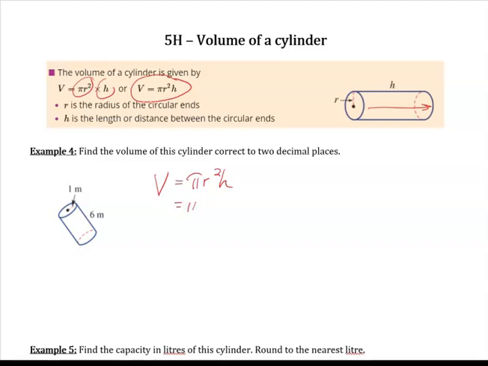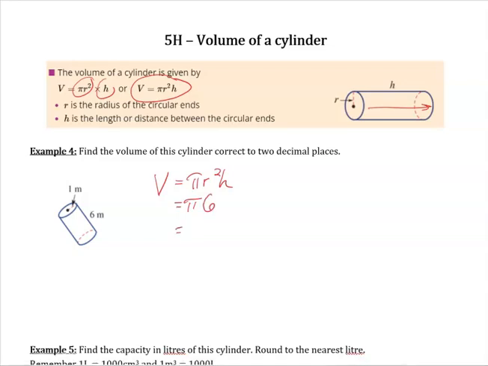And we know what pi is. And the radius is 1, so 1 times 1 is 1, so I don't need to write anything there, times 6. I need to always check and see what I need to do at the end as far as rounding, and rounding happens at the end. So the volume equals, my calculator tells me, 18.84.